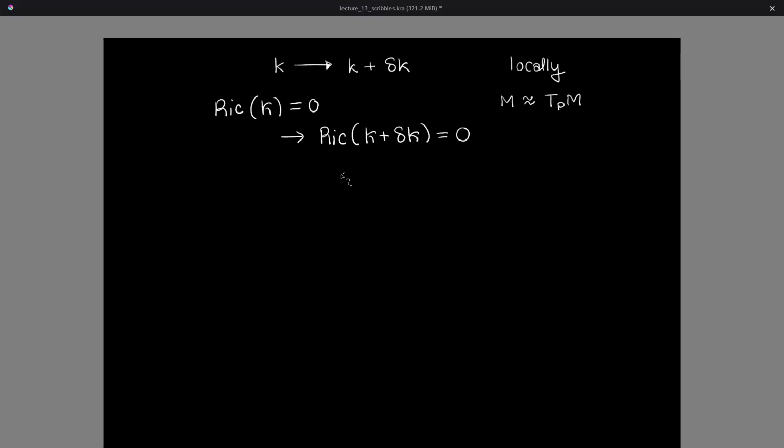And when we linearize this equation, what we get is that the Ricci tensor of k plus delta k is approximately equal to the Ricci tensor of k. Because we're taking this infinitesimal deformation, we are allowed to say that we have the original Ricci tensor plus a little bit extra, which we're going to call delta Ric, and this is going to be a function of delta k, and then we have some higher order terms, order of delta k squared.